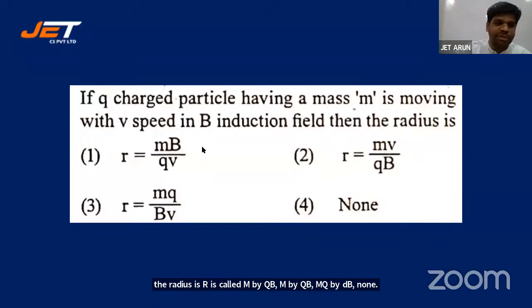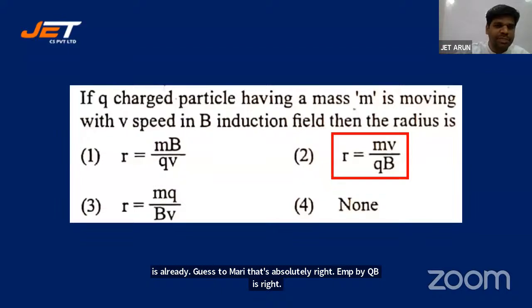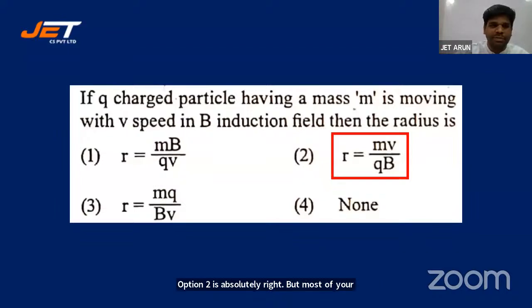Take a look at the derivation once, on that page number, in the example. Yes, Kumari, that's absolutely right. mv by qB is right. Option 2 is absolutely right, students. Good. Most of you have gone right. Some went wrong, that's okay, but correct yourself.